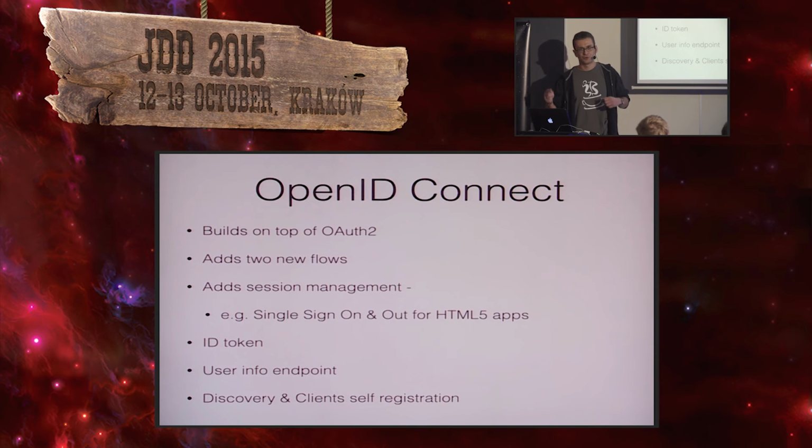So this is actually one of the standards which takes OAuth2 and builds on top. It adds 2 new flows. It adds a lot around session management, so single sign-on and sign-out for HTML5 applications, which is pretty cool. So we can have several client-side applications, and then you can log them all out instantly in one call. It adds an ID token, it adds user info endpoints, and if you think about cloud provisioning scenarios, it allows auto-discovery and client self-registration into the authorization server, which simplifies the provisioning a lot.